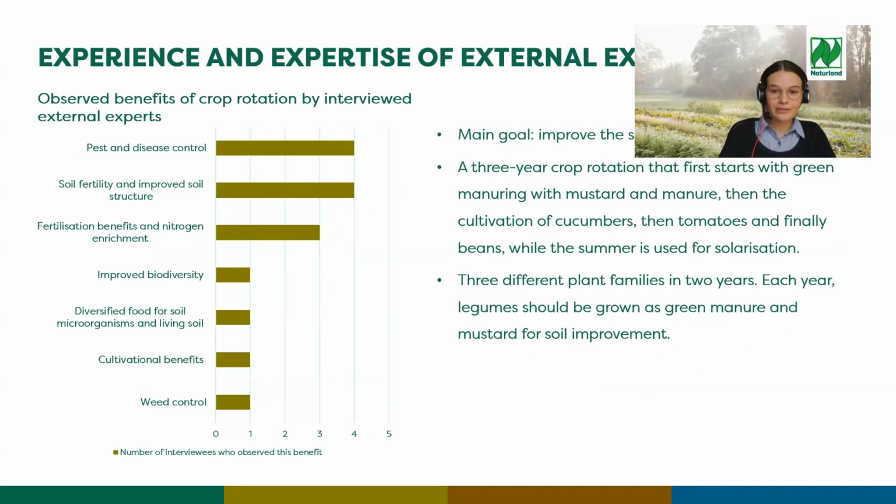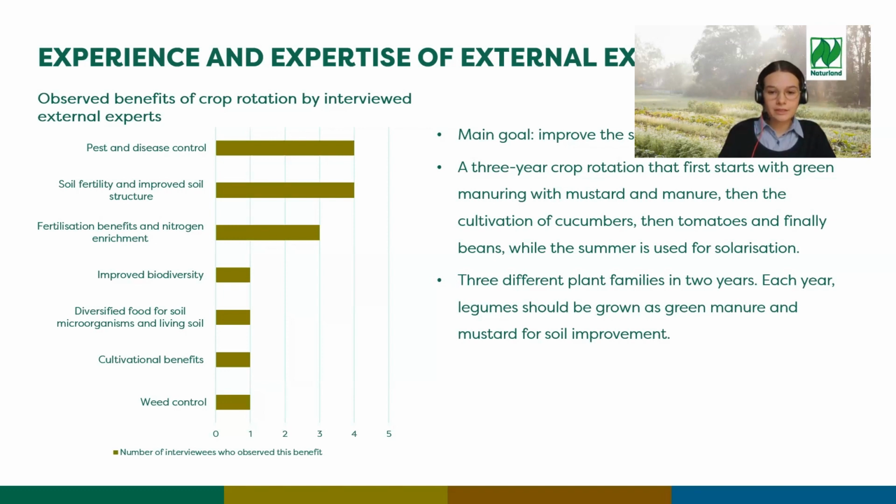And furthermore, I also asked the external experts for their experiences with crop rotations and what an optimal crop rotation looks like for them. So when looking at the observed benefits, their answers look quite similar to the ones of the producers. Starting, for example, with pest and disease control and soil fertility and the improvement of soil structure, but also fertilization benefits, the effects on biodiversity and soil microorganisms, the cultivation management and weed control.